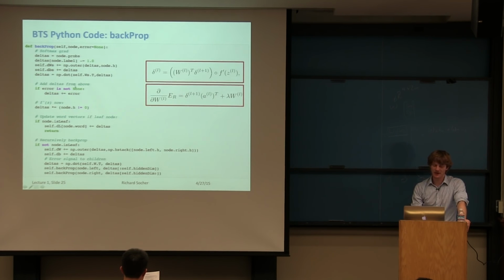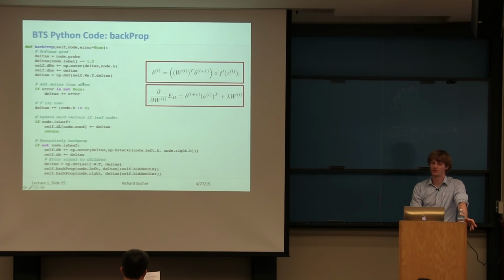And if you have a parent, which basically every internal node does, then you will just add your two deltas: the delta that you have from your own softmax or your own inner product for your scoring function, plus the error that comes from your parent. So this is also a recursive kind of function. And then we take our element-wise nonlinearity here, f prime of z, and then it's fairly straightforward.